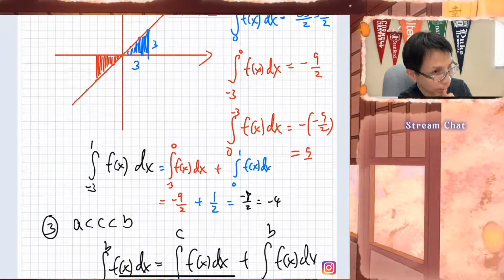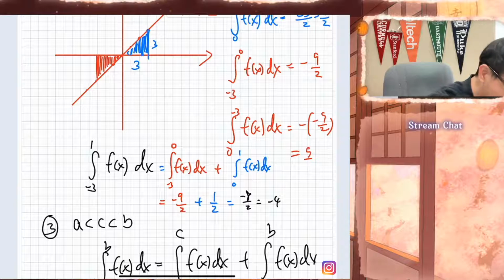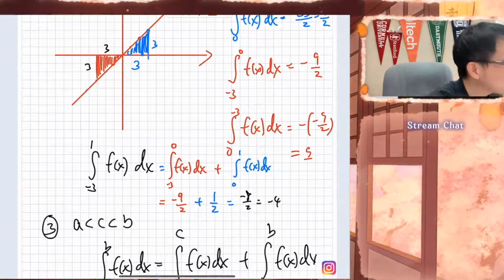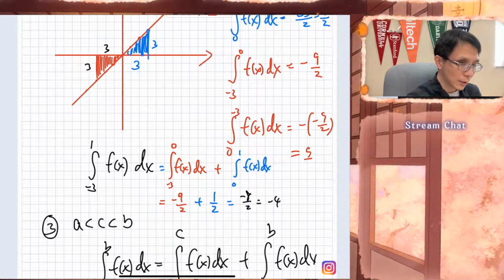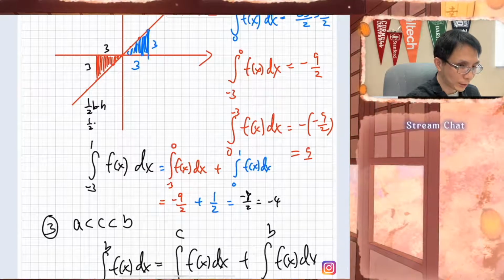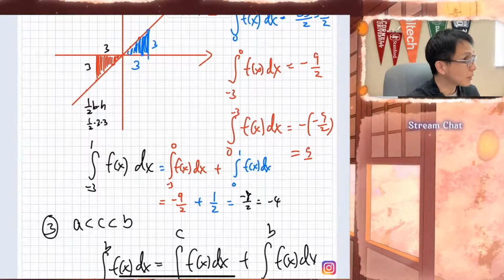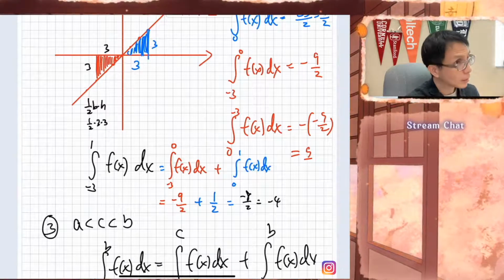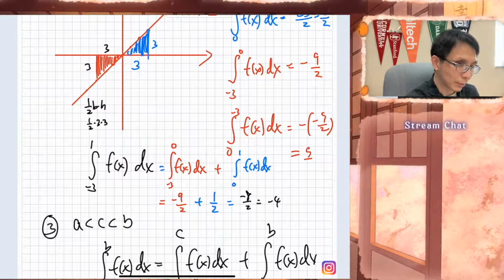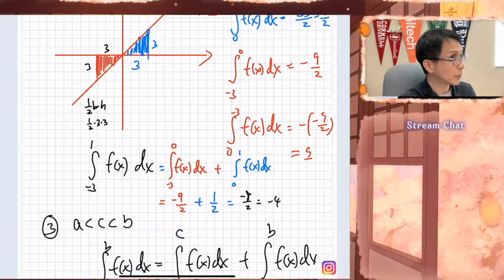Yeah, I have another question. Sure. Where did you get 9 over 2 again? 9 over 2, a good question. So this is 3 and 3. Area of triangle is 1/2 base times height. So 1/2 times 3 times 3. Oh, okay. Does that make sense? Yeah, alright. And the other one is just half, because I can see this is half of the square.